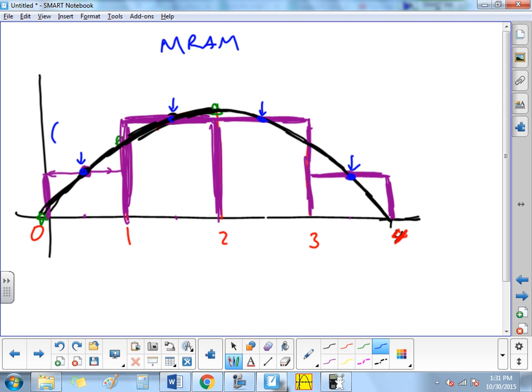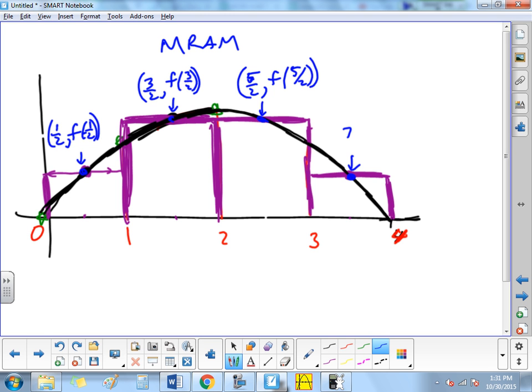This is the point 1/2, f of 1/2. So it's 0.5, f of 0.5, you could say. This next point is the point 3/2, f of 3/2. This is the point 5/2, f of 5/2. And this is the point 7/2, f of 7/2. And those y coordinates are our boxes' heights.